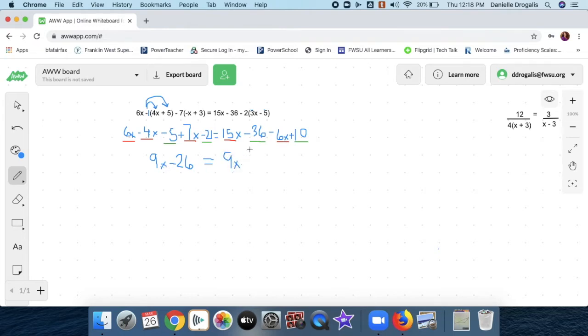9x and 9x are on the same side. And then I have a negative 36 adding a 10 to it. So that is making me move closer to 0 from negative 36. So I'm going to be less negative. I'm going to have a negative 26.